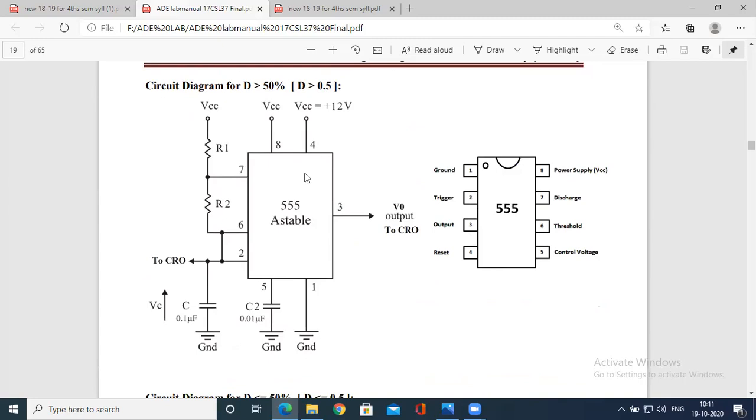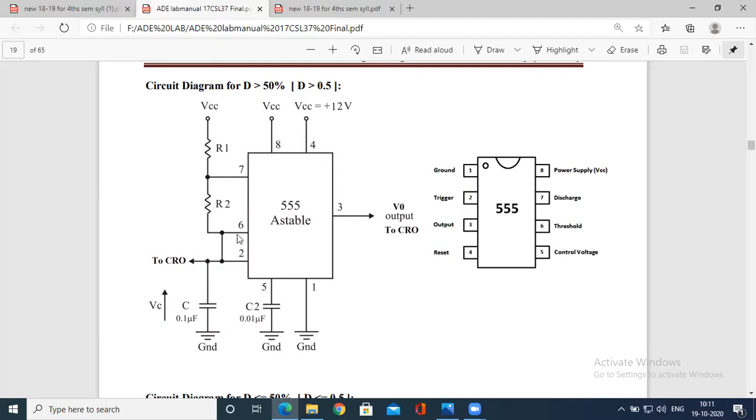Okay. So here is a 555 timer circuit connection. Pins 4 and 8 are connected to the 12 volt DC supply. Pin 1 is grounded. So charging happens here. Charging means you supply a DC voltage, right? Charging happens through R1 plus R2, right?